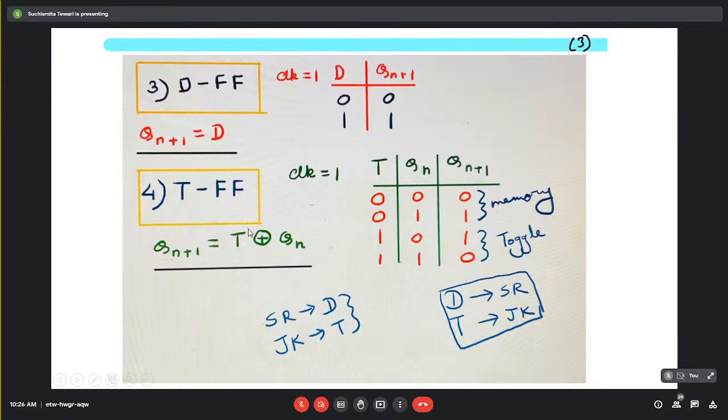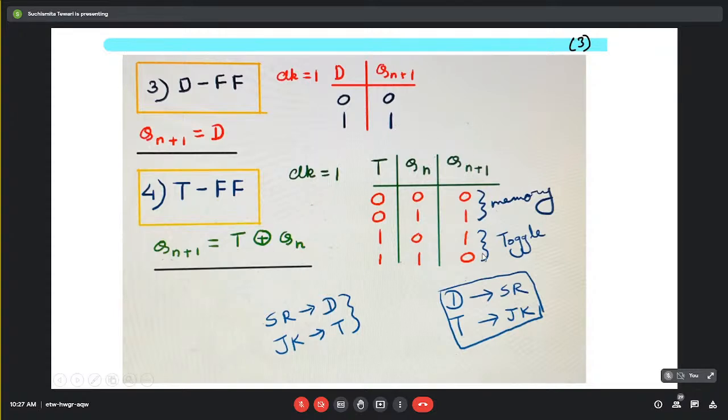But you are forgetting one thing here. What is that? In addition to acting as a toggle flip-flop, it is acting as a memory as well. When T value is given 0, it is behaving like a memory. So if the previous state is 0, it will be 0. And when T equals 0 and the previous state is 1, it will be 1. Also, when I am putting T value as 1, then the output would be the complement of the previous state. That is, if it is 0, it will become 1, and if it is 1, it will become 0.